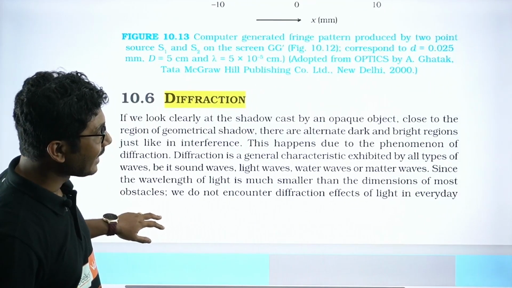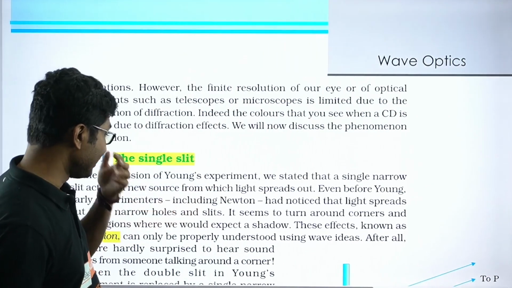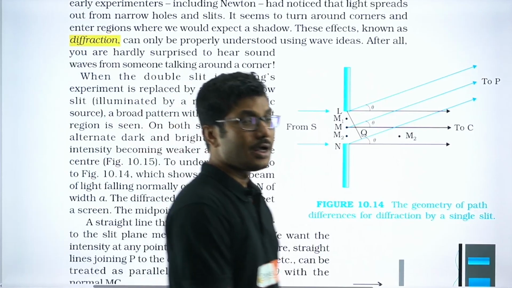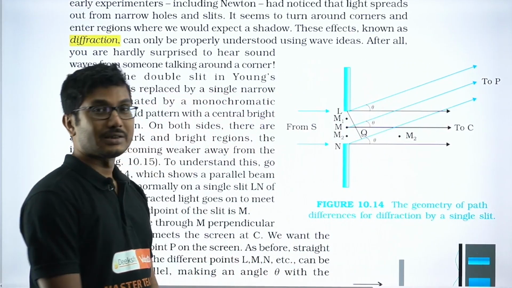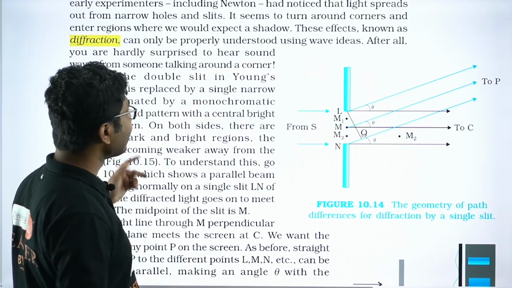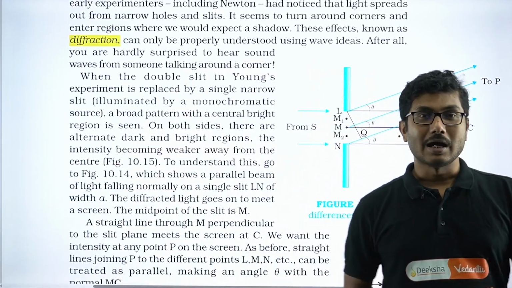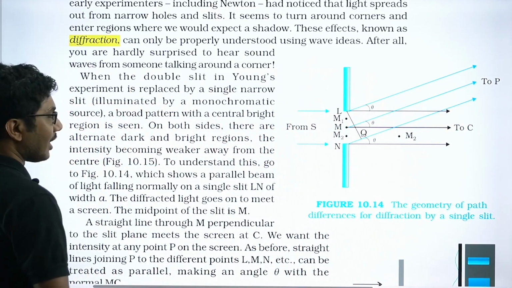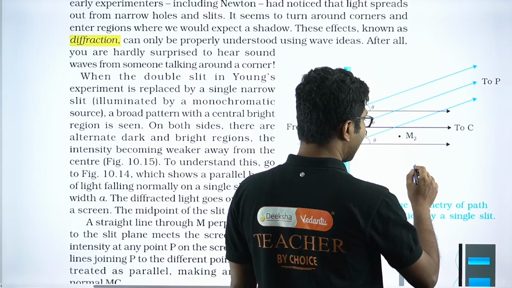Diffraction is a slightly complicated concept, even though nothing complicated is there in your syllabus anyway. Diffraction is basically bending of light around a sharp object. If there is a sharp object like a knife or a sharp edge, light bends around that. When we say light, we generally expect that light travels in a straight line, right? In our previous chapter, the ray optics chapter, we studied only that light travels in a straight line.